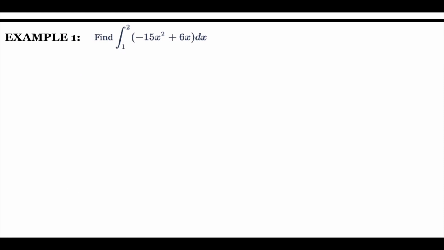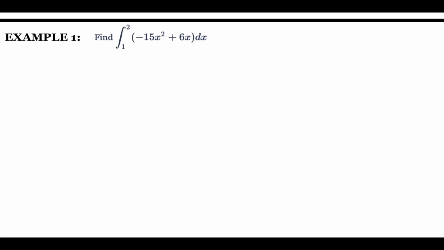So we've done example number 1. The only difference is you didn't have any bounds here, right? You didn't have any bounds. That's the only new thing. Okay? You've done number 1 before. So let's look at it. We have to go from 1 to 2 for negative 15x squared plus 6x.